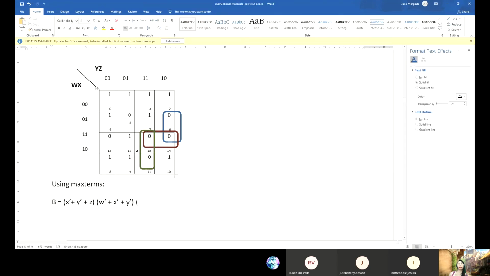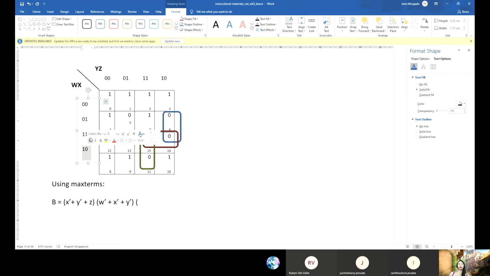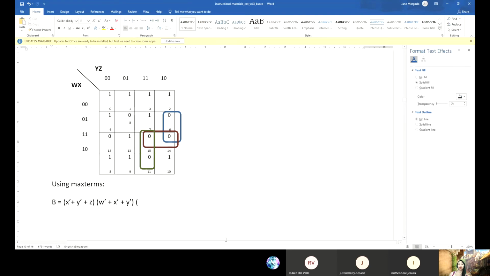Okay, so for the green loop, we have two values for wx. We have 1, 1, and 1, 0. So for w, we compare 1, 1. So w is 1, so we will write w prime, and a plus.